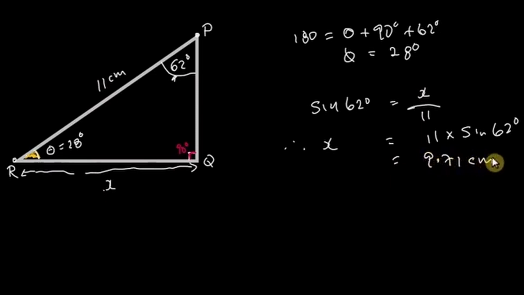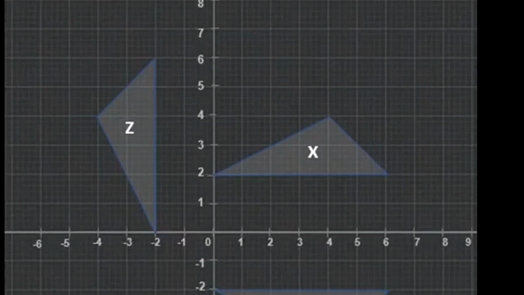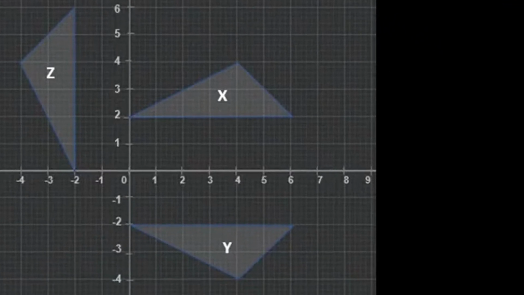Okay, so part 3b of the question is a transformation question, and what we have are three triangles x, y, and z, and the first part of the question is asking you to state the equation of the mirror line given that triangle x is mapped onto triangle z.